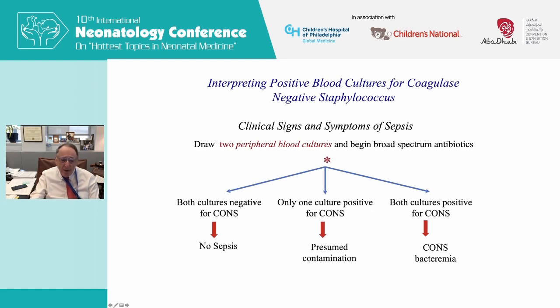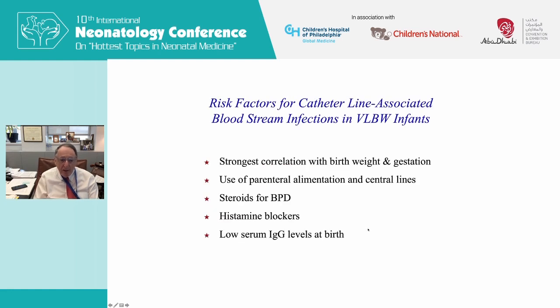If both cultures are negative for coagulase negative staphylococcus, obviously there's no sepsis. If one culture is positive and the other is negative, I call that a contaminant. If both cultures are positive, then that's coagulase negative staphylococcal bacteremia, but I do not draw a blood culture from a central line.